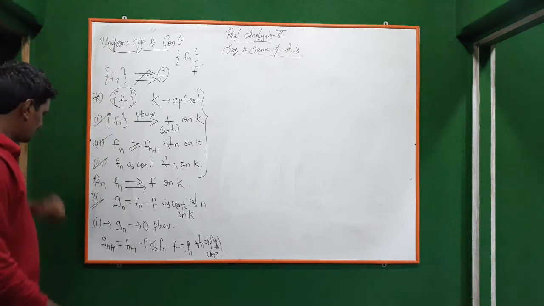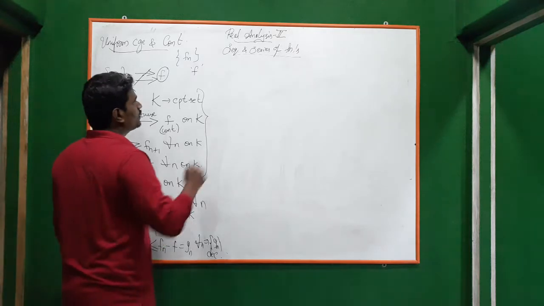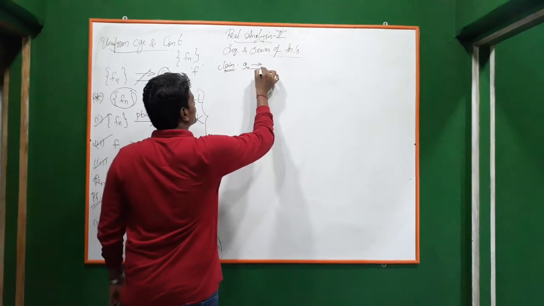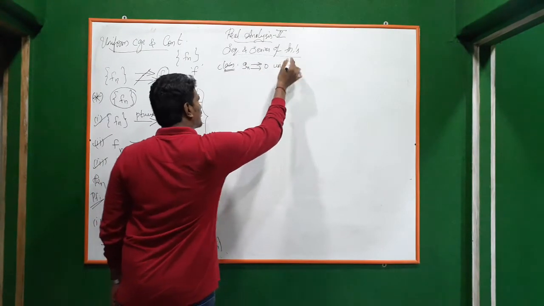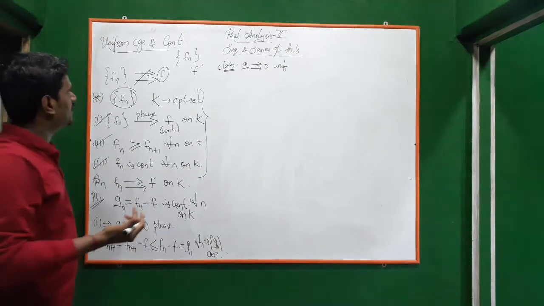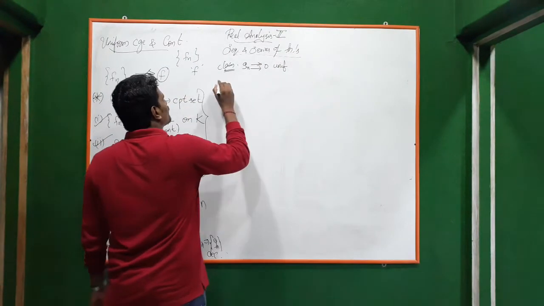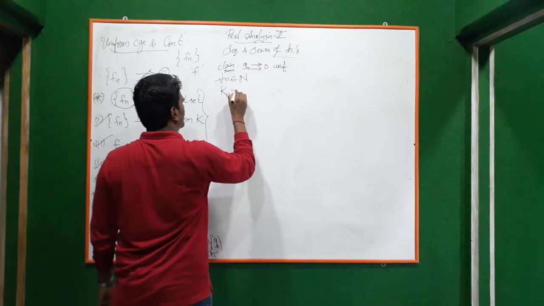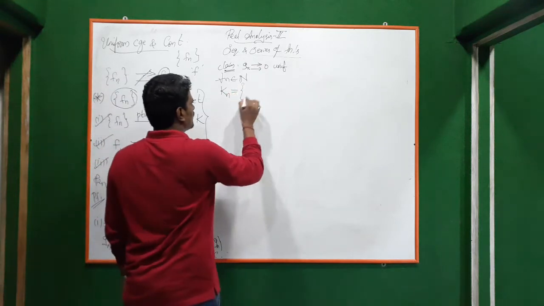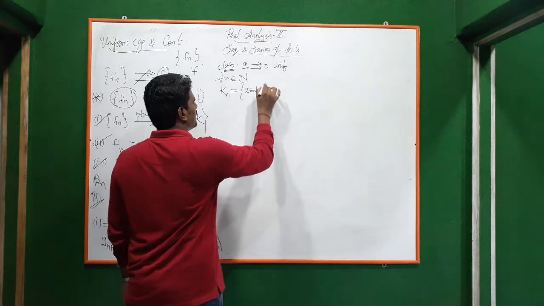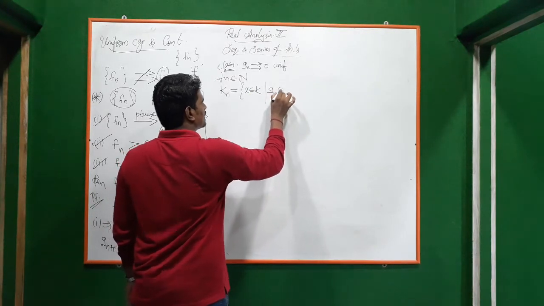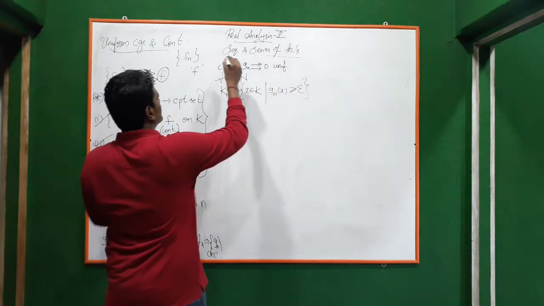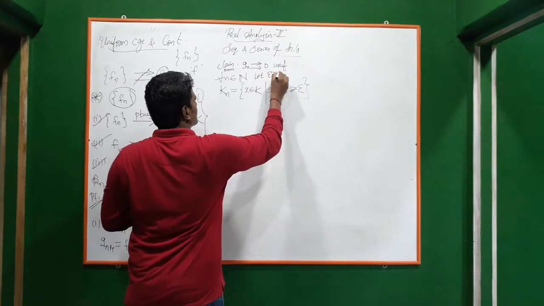Now we shall prove that Gn converges to 0 uniformly. My claim is Gn converges to 0 uniformly, that means fn converges to f uniformly. That I have to prove. For proving this, for any natural number n, I will consider a set called Kn. Kn is the set of all elements x from K such that Gn of x is greater than or equal to epsilon, where epsilon greater than 0 is given.